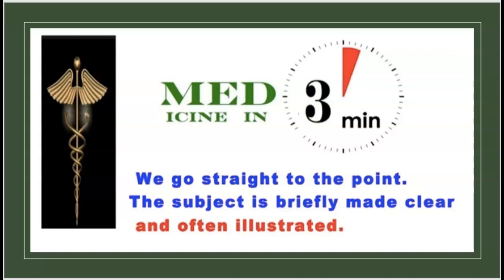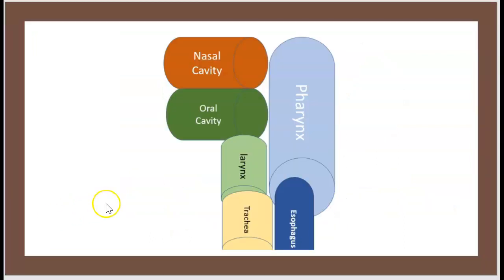Today we're going to be talking about cricothyrotomy. We're going to get straight to the point. We're going to keep the subject clear, brief, and illustrated. So let's get started. Before we dive any further into cricothyrotomy, we need to understand the anatomy of the throat. We need to understand where things are located in order to understand what's going on.